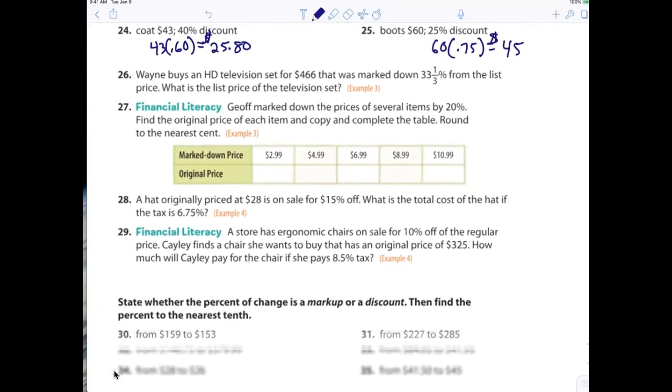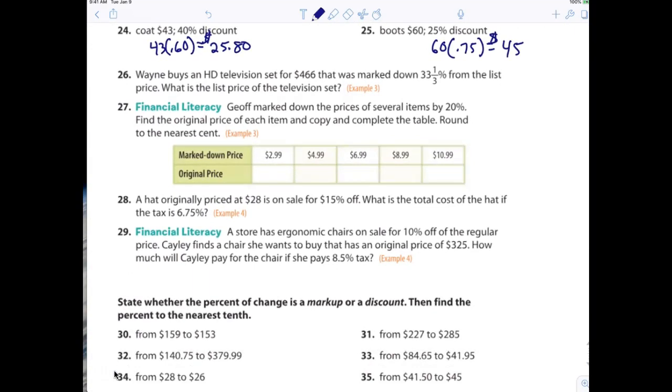Okay. Now, 26. Ian, read. Wen buys an HD television set for $466 that was marked down 33 1/3% from the list price. What is the list price of the television set? Okay, so now, this one is a little bit tougher. Everybody tell me, what does 33 1/3% mean?